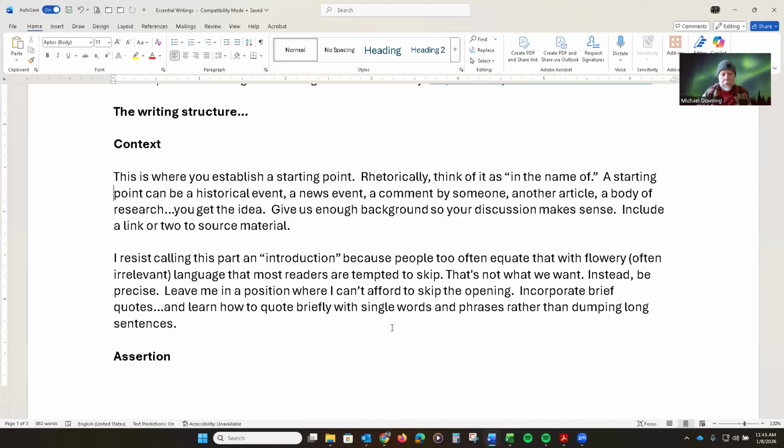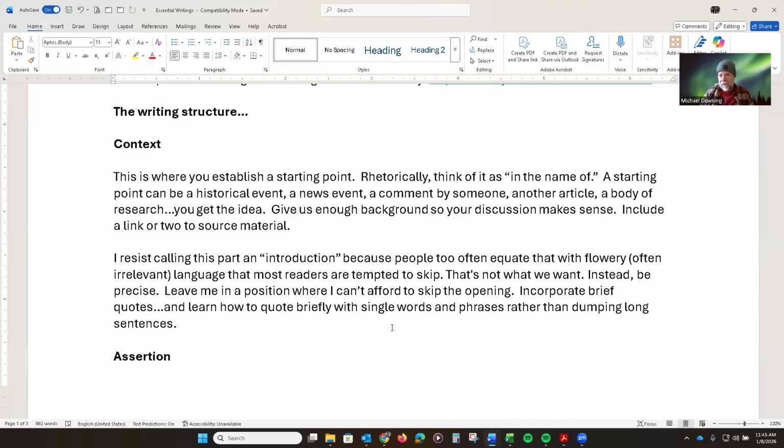You need a starting point. Give us enough background then at the beginning so your discussion makes sense. Include a link or two to source material so that I understand where you're coming from. I resist calling this part an introduction because people too often equate that with flowery, often irrelevant language that most readers are tempted to skip.